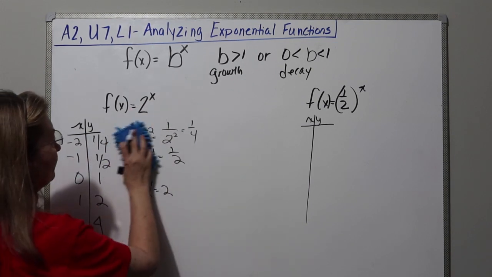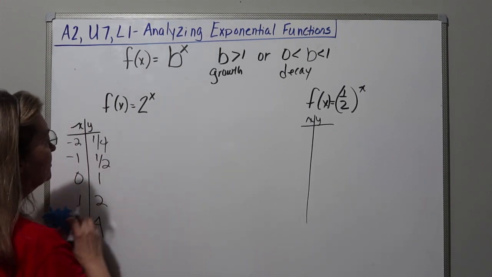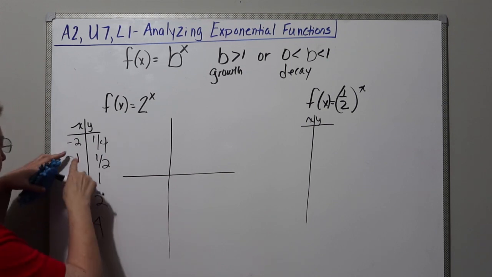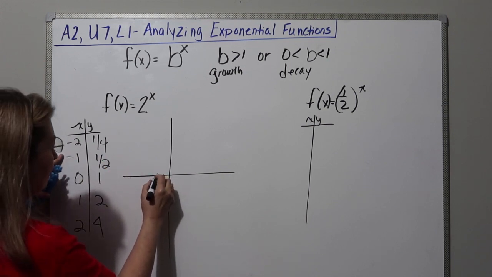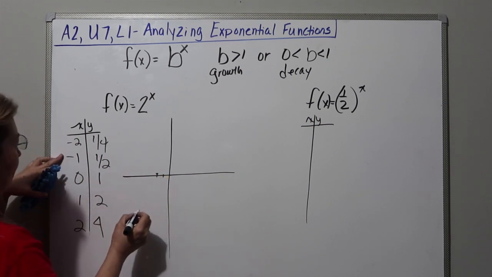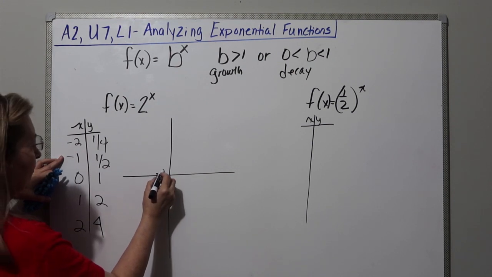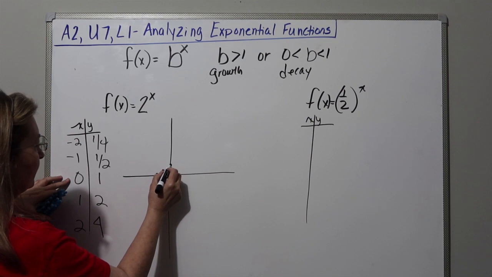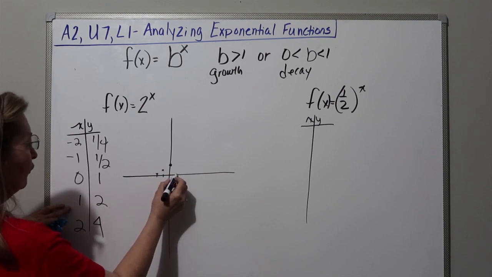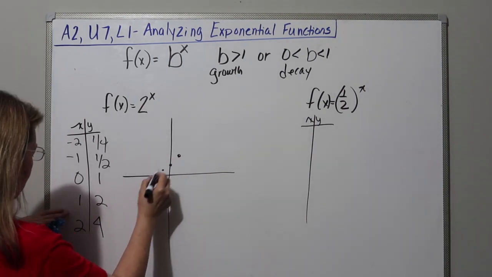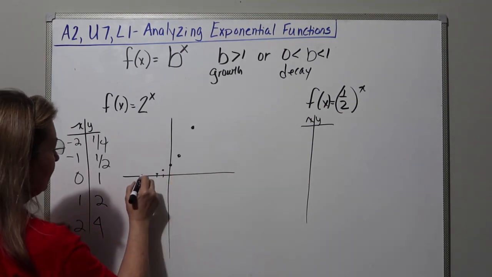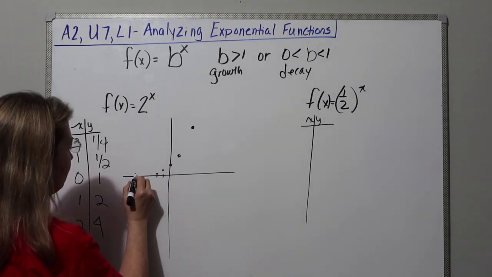Now let's graph that real quick. We're not going to be real specific about it. We just want to see the general trend. -2 and up 1/4, be about right there. -1 and up 1/2. 0 and up 1 is here. Over 1 and up 2. Over 2 and up 4. It's going to increase exponentially.